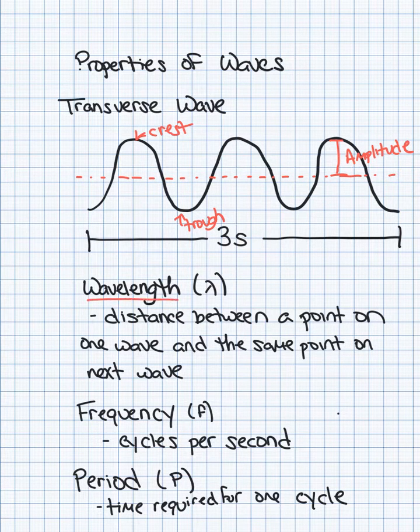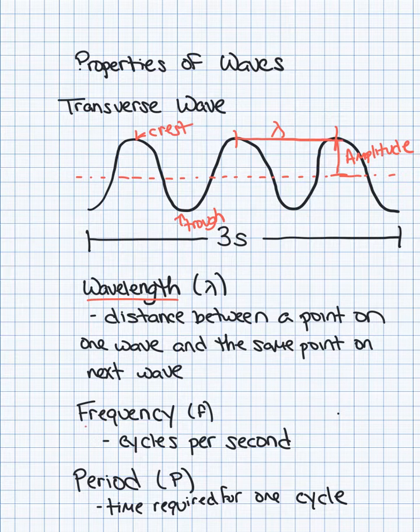Wavelength is the distance between a point on one wave and the same point on the next wave. Generally, it's easiest to go from crest to crest or trough to trough. So here I'm drawing in the wavelength, and wavelength is given the Greek letter lambda.